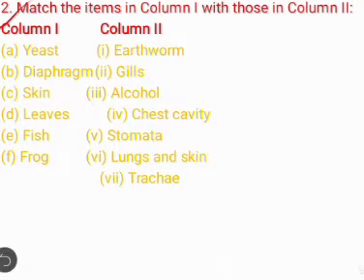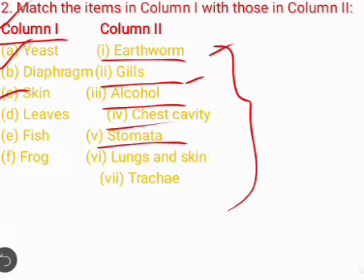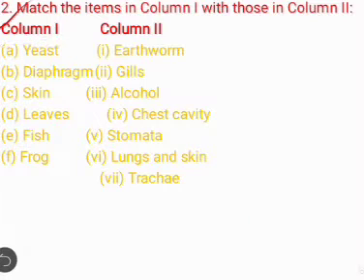Now come to the second question. This is, match the terms in column 1 with those of column 2. Simply matching. In column 1, the first point is yeast. From the points in column 2, you have to choose which is matched with yeast. The second point is diaphragm. This is related to which point? The third point is skin. The fourth point is leaves, fishes and frog. You have to choose the related point from column B and match them. This is simply a matching. You can also take a screenshot of the second question of your homework.